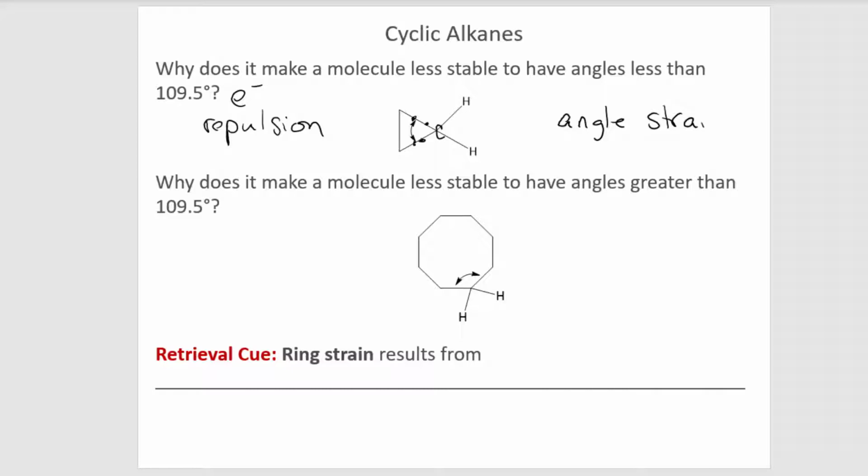We also don't want the angles to be larger or greater than 109.5 degrees, because the larger the angle becomes inside, the smaller the angle between the other two becomes. And again, you're just getting electron-electron repulsion, which isn't good. So this is also called angle strain.